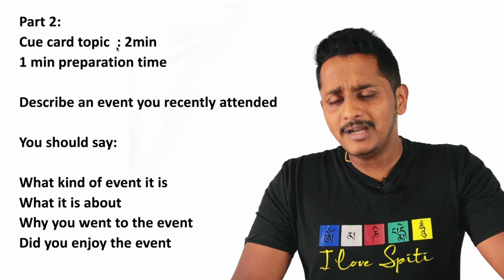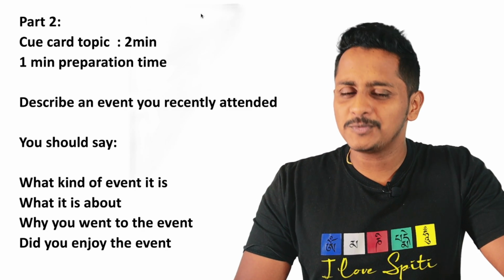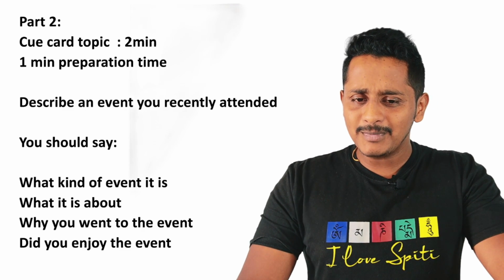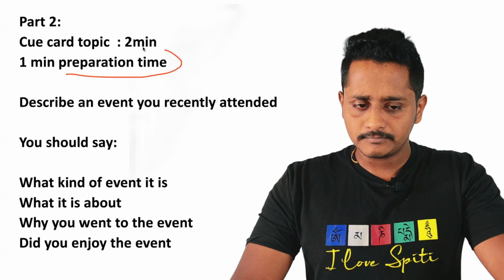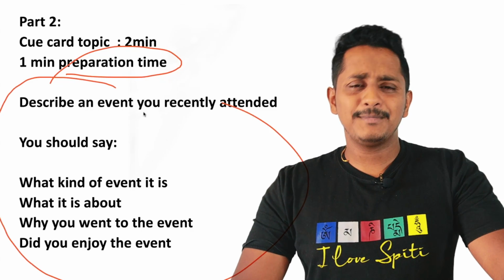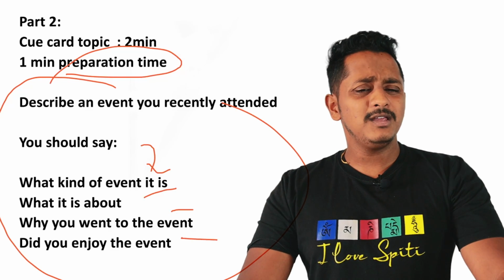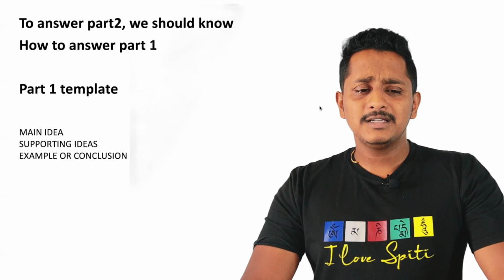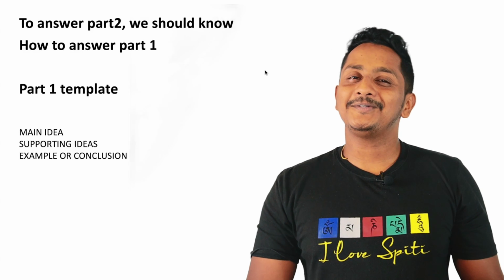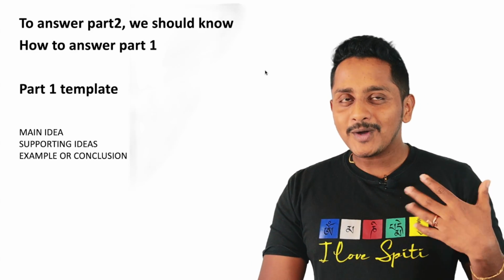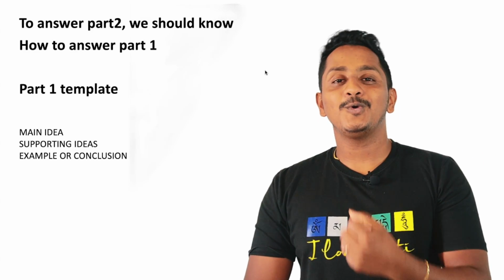Part 2 will be a cue card, where you need to speak for approximately 2 minutes with 1 minute preparation time. Something like this: describe an event you recently attended. You should say what kind of event it is, what it is about. There will be some questions. Correct? So, how to answer part 2, that is what we need to focus on today. We should know how to answer part 1 to know how to answer part 2.